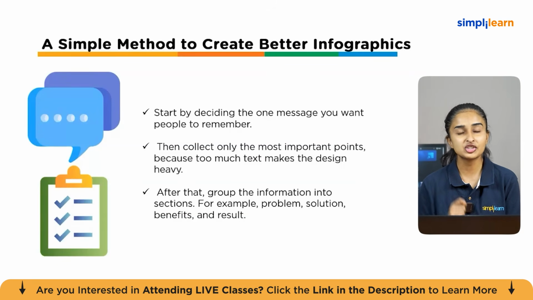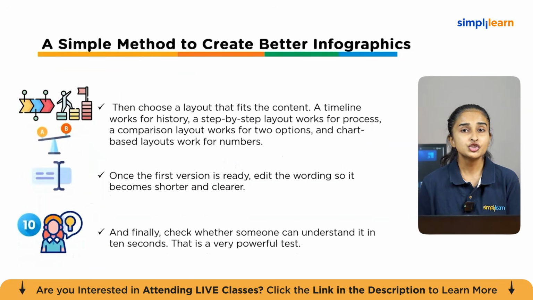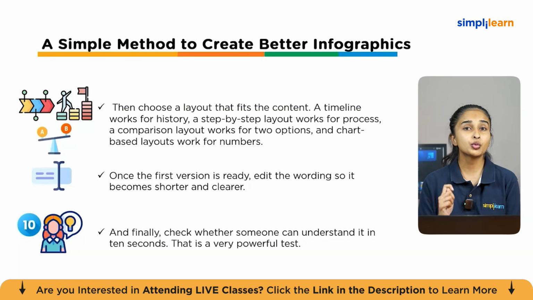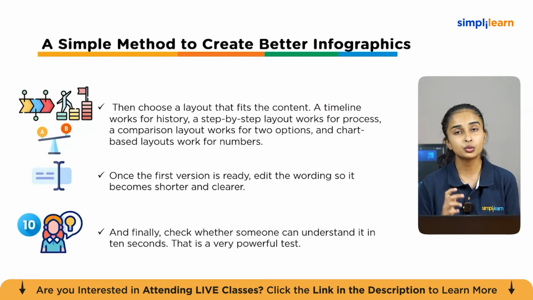After that, group the information into sections, for example, problem, solution, benefits, and result. Then choose a layout that fits the content. A timeline works for history, a step-by-step layout works for process, a comparison layout works for 2 options, and a chart-based layout works for numbers.